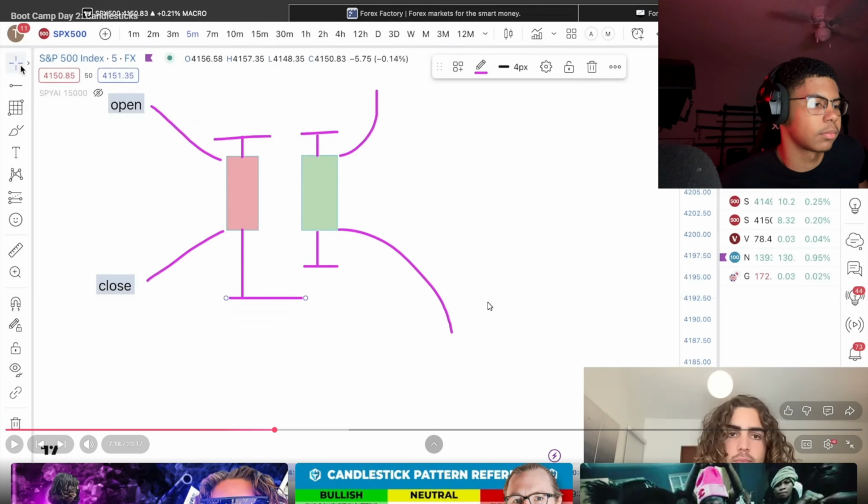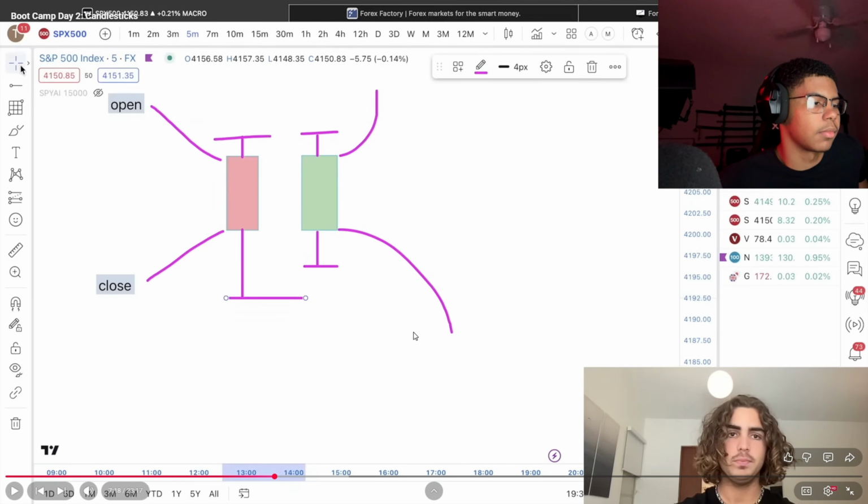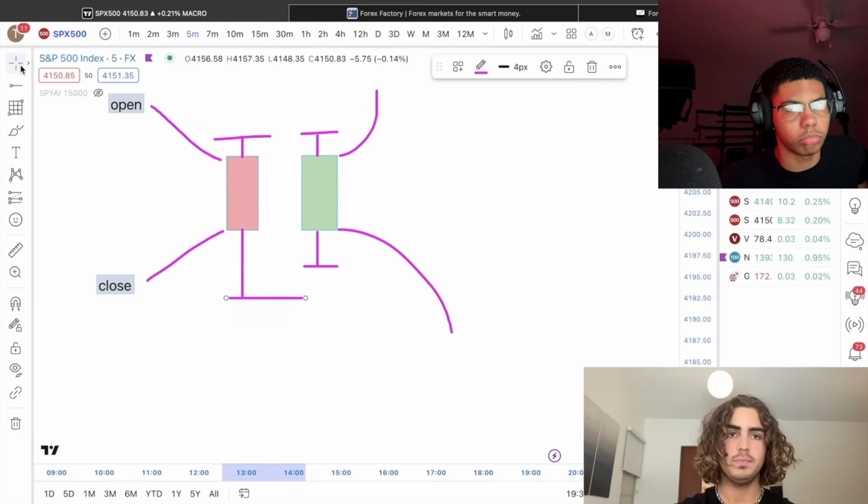No. The wick is just showing what happened, the price trail. It's red because where it started, where it opened, it closed lower than where it opened. And the green is the opposite.